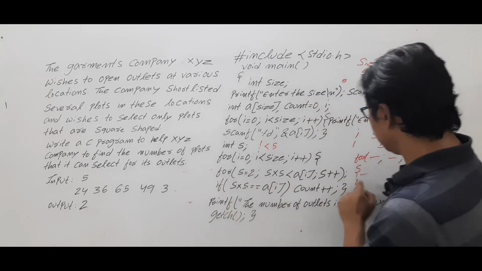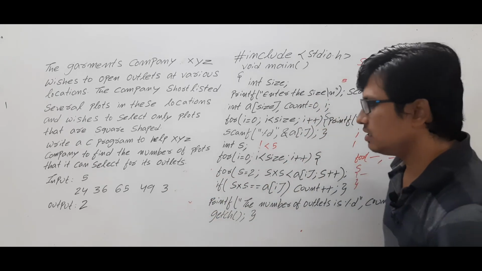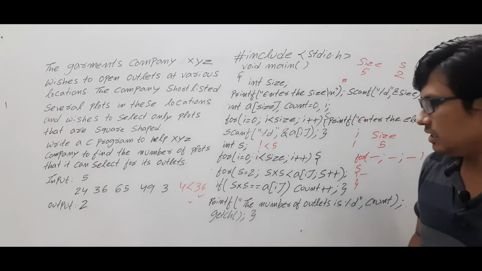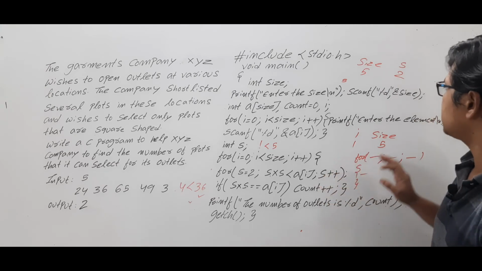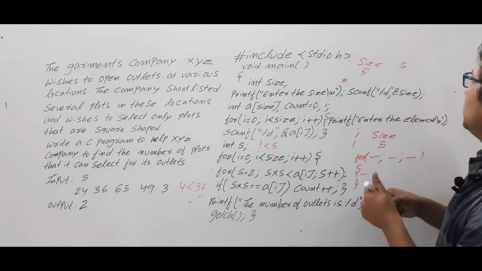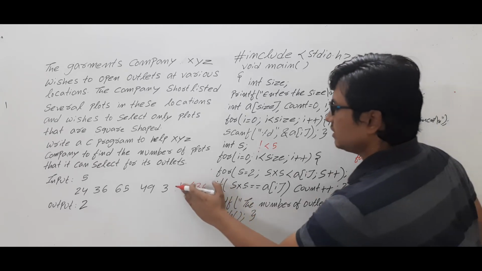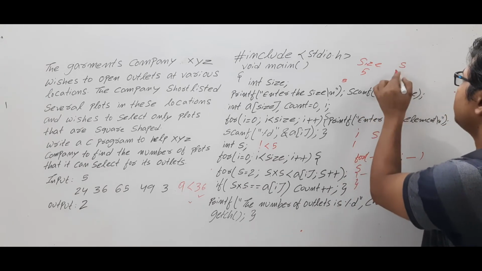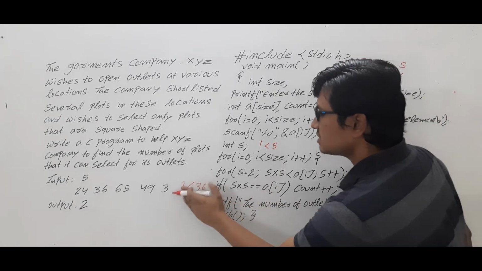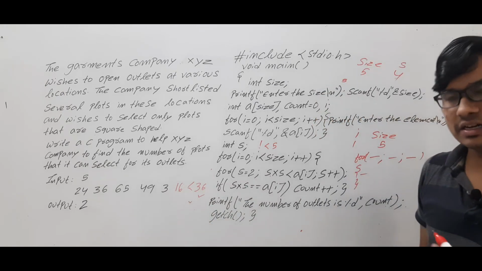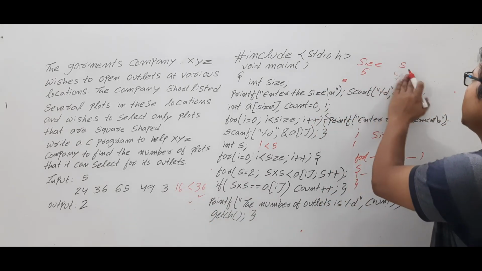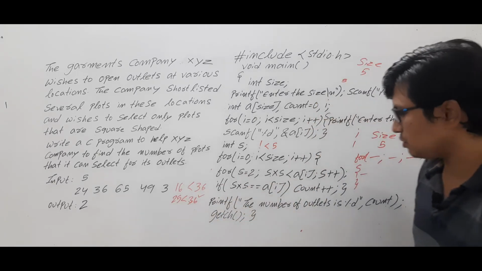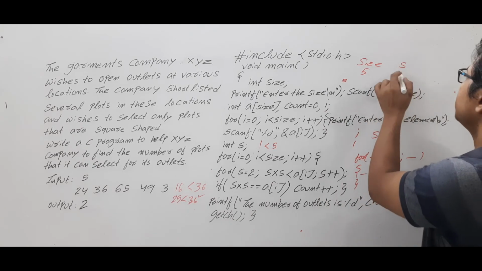Because now a of i is nothing but a of 1, which is 36. So 2 into 2, 4 is less than 36. As this condition is true, s plus plus, s value will become 3. Now 3 into 3 is 9. 9 is less than 36. As this condition is true, s plus plus, s value will become 4. 4 into 4, which is 16. 16 is less than 36. As the condition is true, s plus plus, s value will become 5. 5 into 5, 25 is less than 36. As the condition is true, s plus plus, s value will become 6.